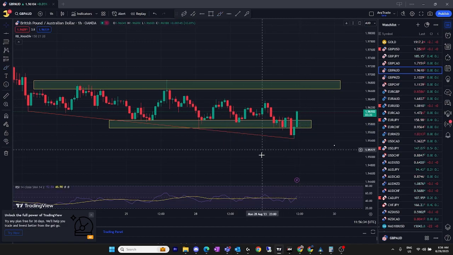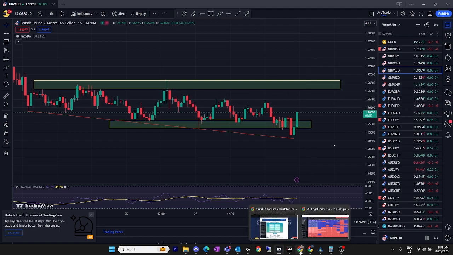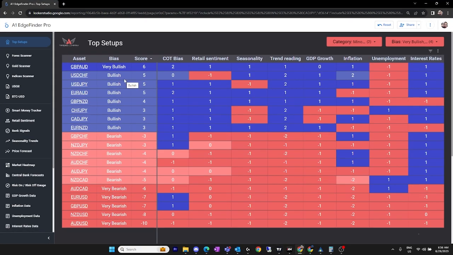Siguro makakapag-enter ako if the market bounces back from this level at bumaba siya papunta dito. It's probably when I'm going to enter a trade. So, I can't. So, off to our next market or our next currency.